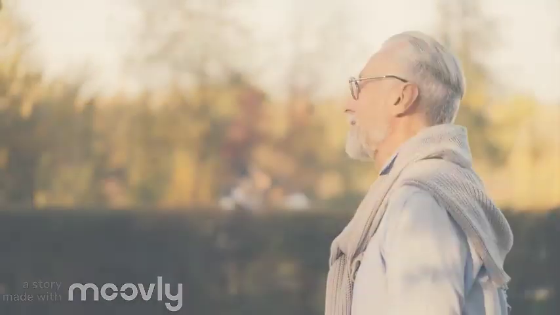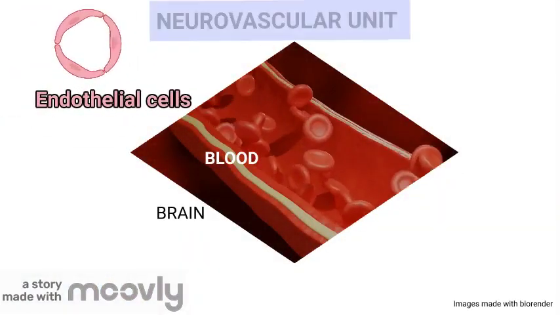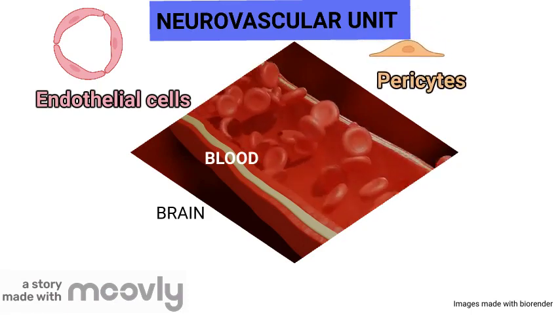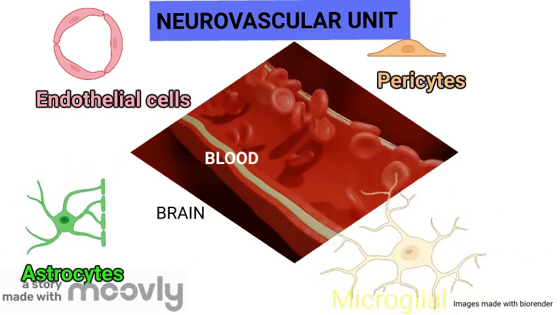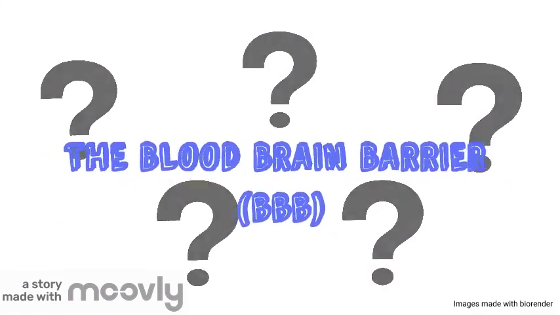Here we have a healthy man, and looking further into his brain, we see a vital component in our bodies, the blood-brain barrier, with the assistance of the neurovascular unit. The neurovascular unit, as shown before you, is comprised of many types of cells, which we will be delving into further. So what is the blood-brain barrier?